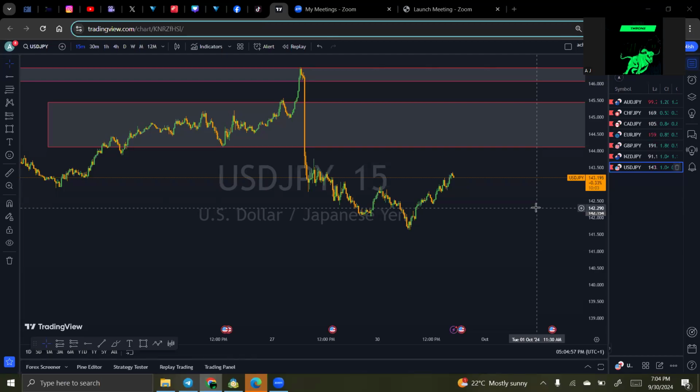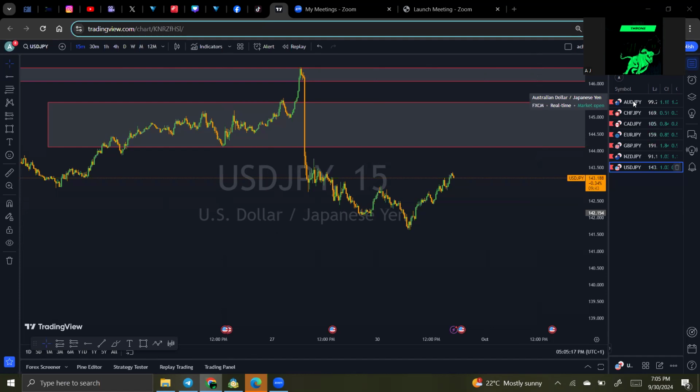All right, so today we just want to look at the JPY pairs and how we can trade them properly. So this is USD JPY, and these are the rest of the JPY pairs that have given us trading opportunities for this week. So we want to see how we can best take advantage of them.